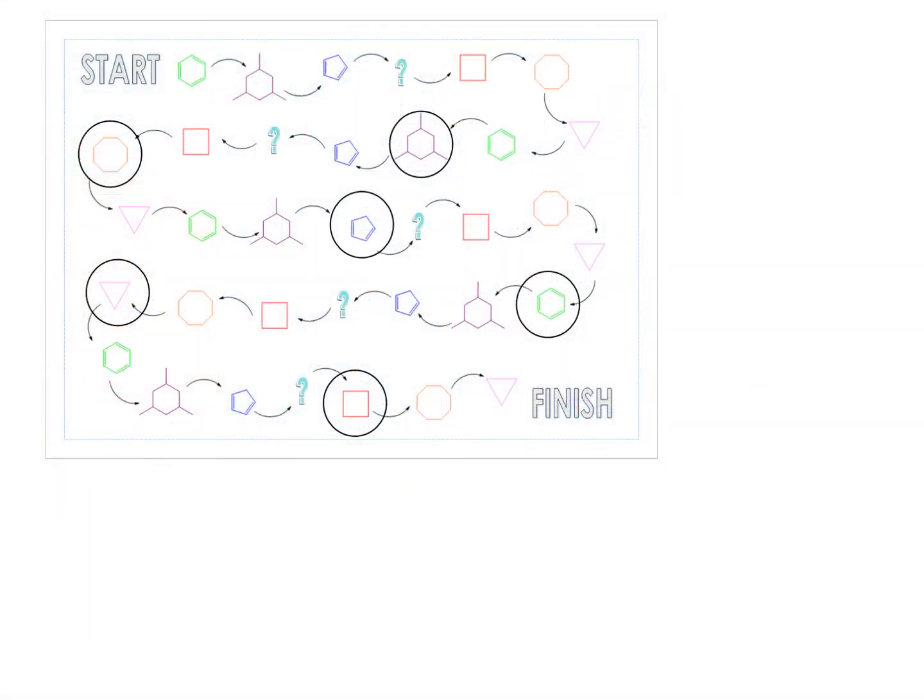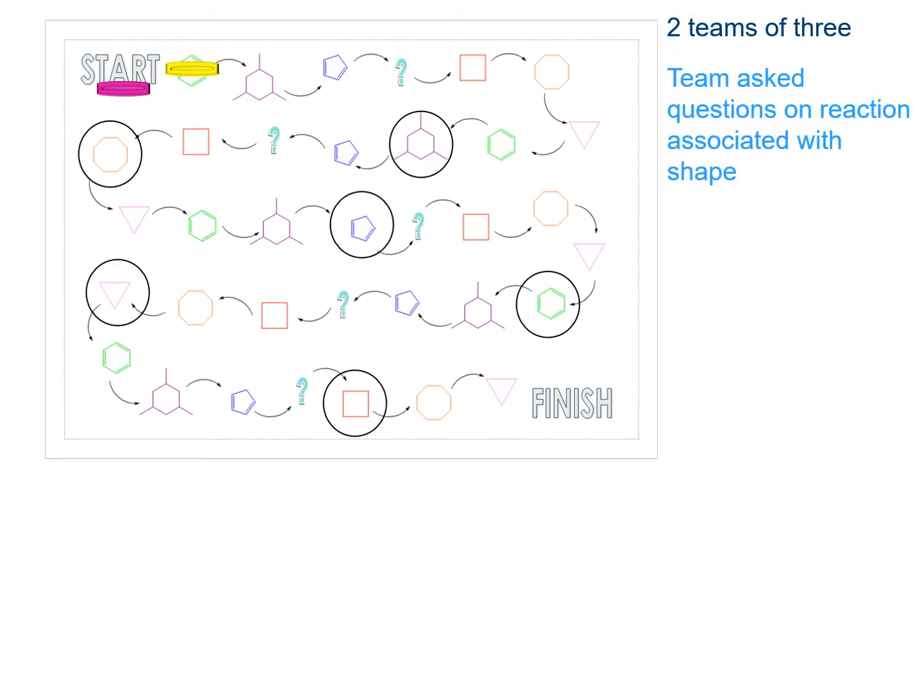So the second game is a board game where teams compete to reach the finish first. The idea of the game is to progress across the board by answering organic reaction questions, where the different shapes on the board refer to different organic mechanism types. So there are 2 teams of 3, and then each team is asked questions based on the reaction type associated with the shape that their counter is on the board.